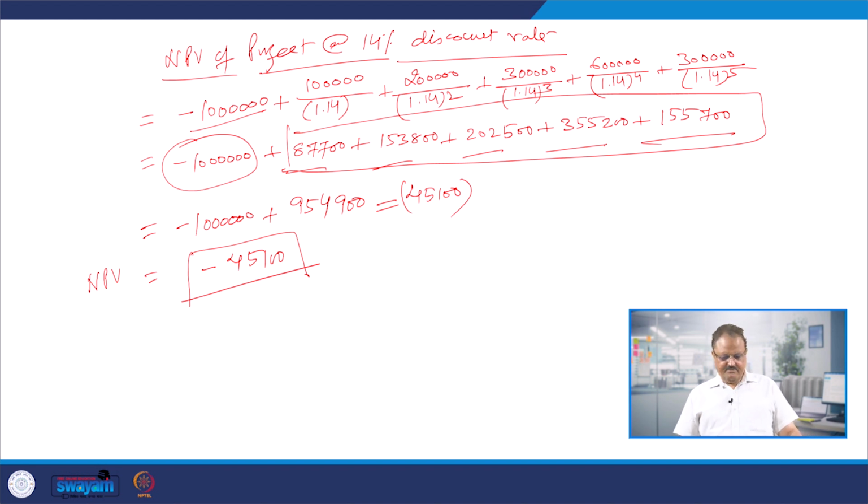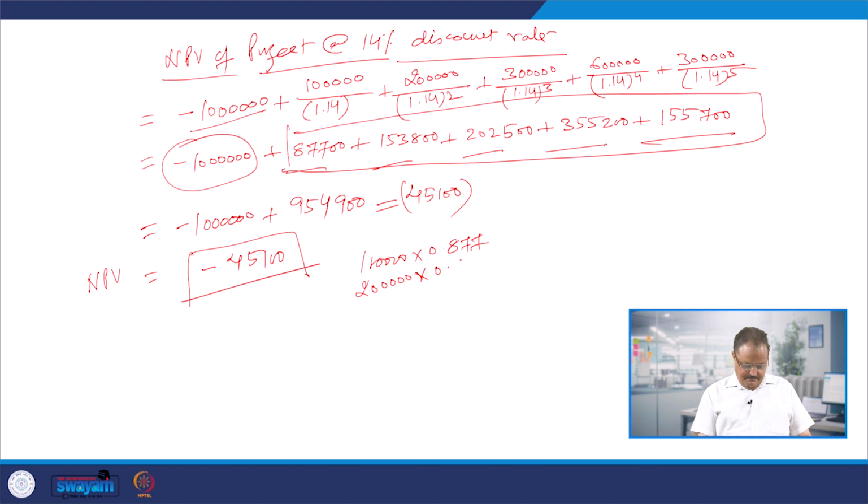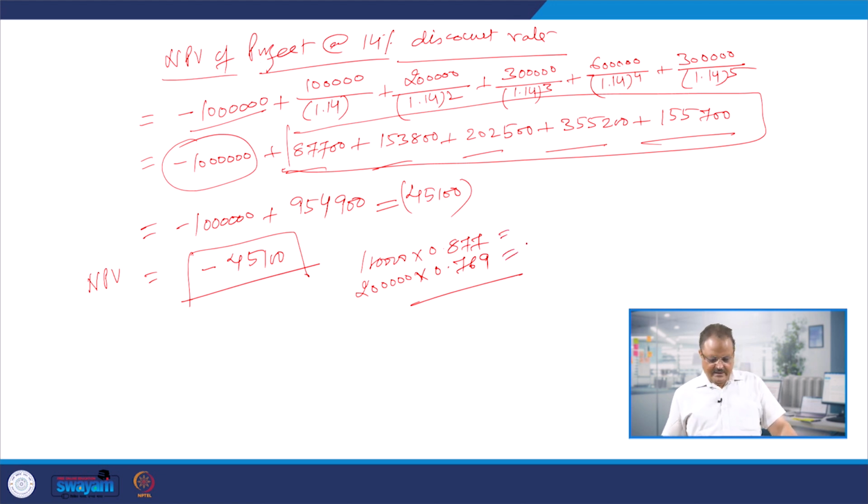It is a very simple concept, but we try to know how to calculate it in equation form. You could have simply done it this way also: you take the 1 lakh rupees and multiply it by the discount factor. If you see the discount rate in the table given, at 14% it is 0.877. Similarly, by preparing a table in tabular format, you multiply and it will come up as 0.769, right. But we are doing it in the equation form, and finally you can calculate the present value. So we are not doing it like this.